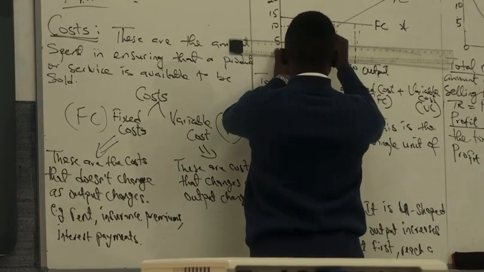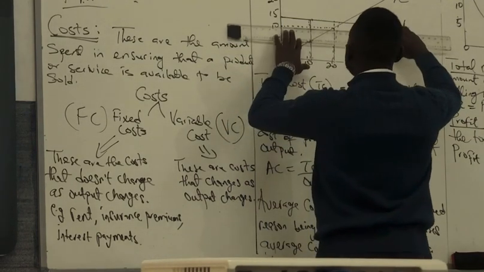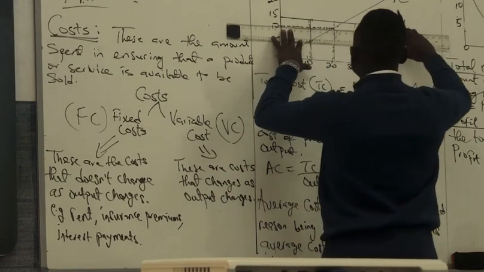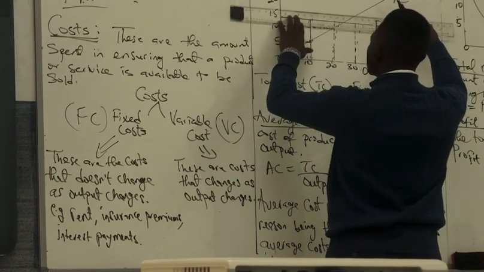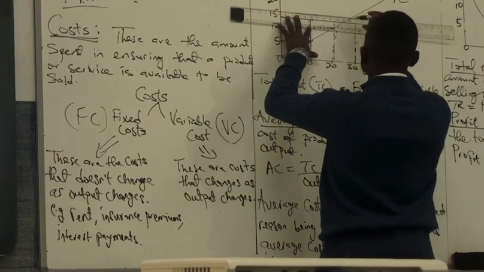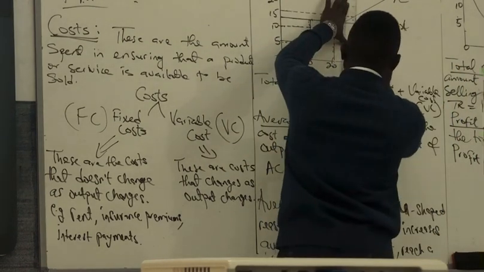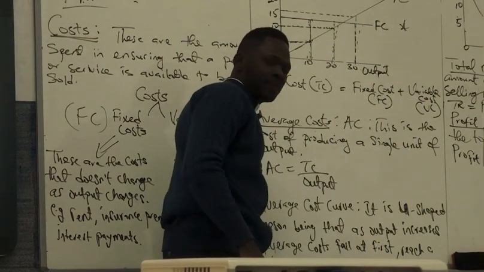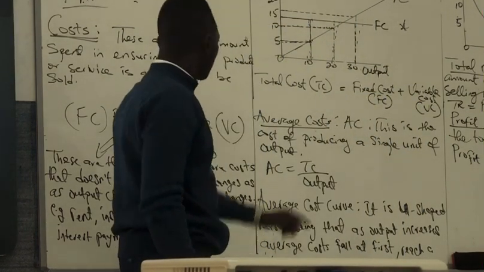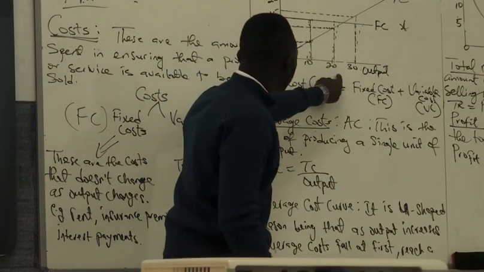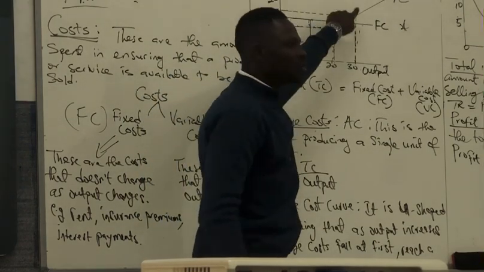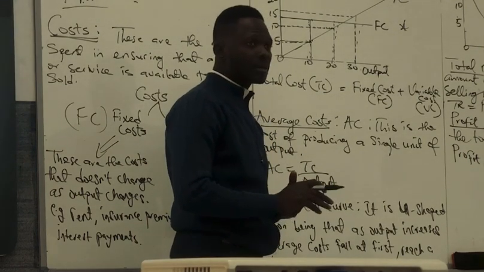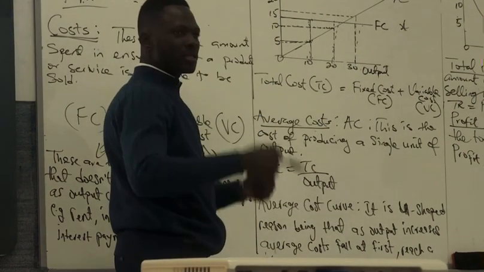Look at 0, 0, at 5. At the output of 10, we produce this. At output of 20, we produce this. At output of 30, at 30. So the cost continues to increase as the level of output increases. Do we get variable cost here? As output increases, the cost increases. That's variable cost. Is it clear? Clear? Yeah. Great.